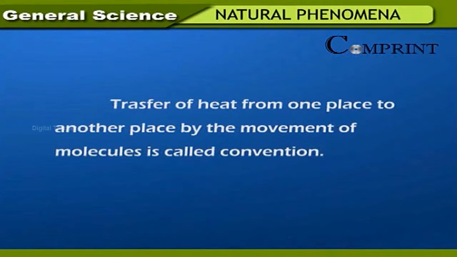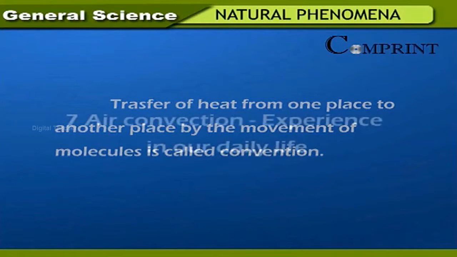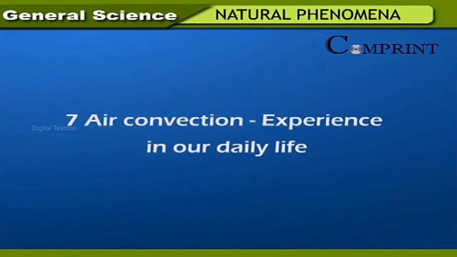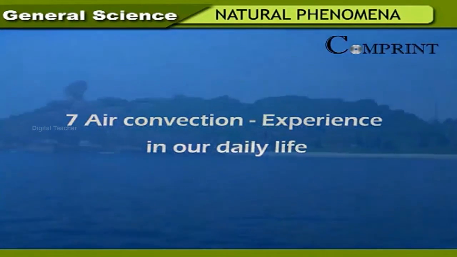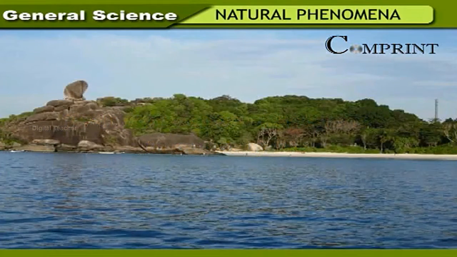Transfer of heat from one place to another by the movement of molecules is called convection. Air convection is experienced in our daily life. During summers, land gets heated quickly. Water gets heated slowly. Near coastal parts, land gets heated quickly and becomes lighter, and the air goes up, creating low pressure. Then air from the sea moves to the land, making those parts pleasant.